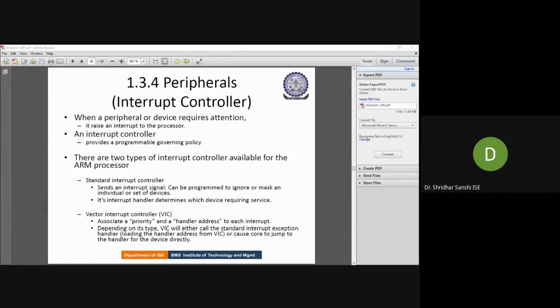Anyone? Varsh. ARM processor, controller, peripherals, and bus. Yes, correct. So these are the hardware components. So we have discussed.